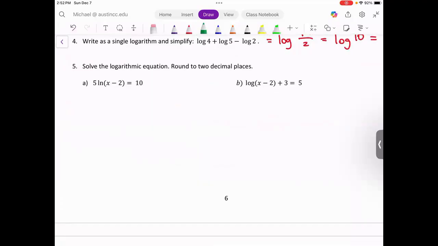Now let's solve these logarithm equations and round to 2 decimal places. We have 5 natural log of x minus 2 equals 10. So we'll start by dividing each side by 5. We'll have natural log of x minus 2 equals 2. Now, we can convert this to an exponential. We have a log base of e. We raise that to the second power, and that will equal our argument. So this means that if we add 2 to either side, e squared plus 2 equals x. And if we plug that into our calculator, we get 9.39.